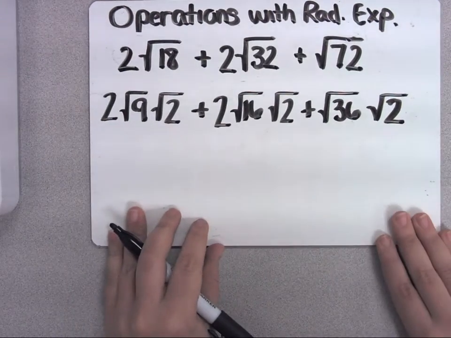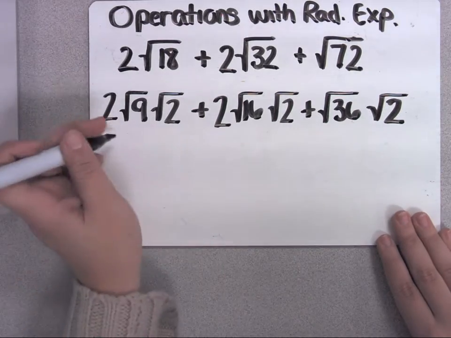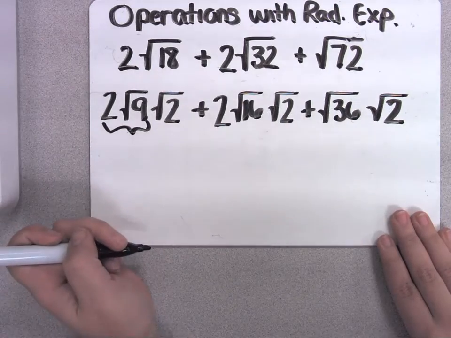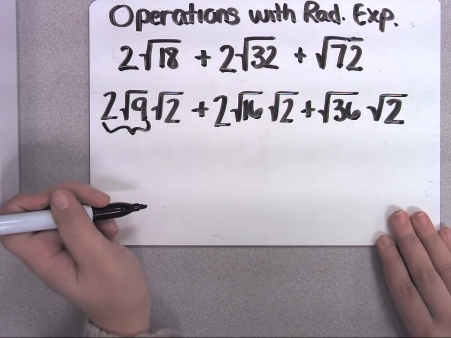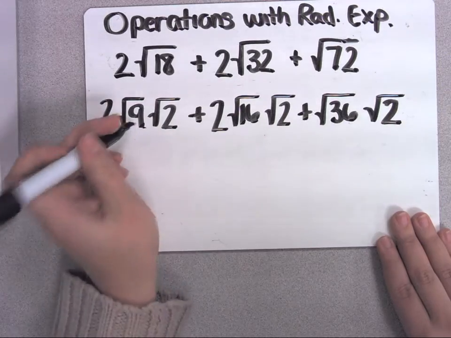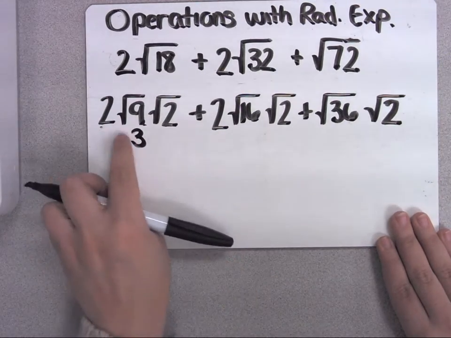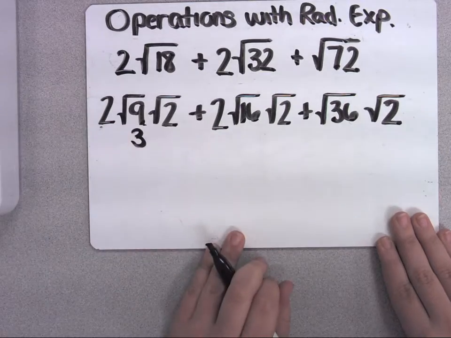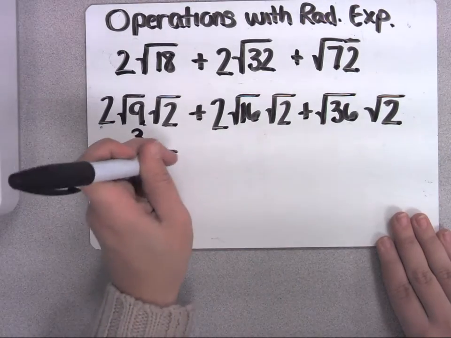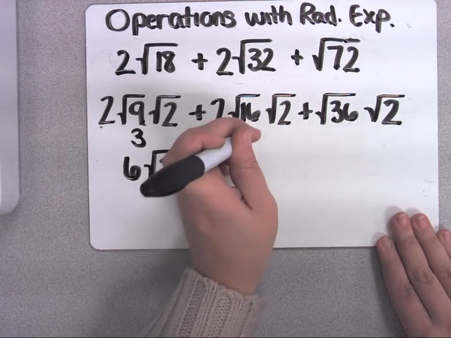Okay, so now let's go through and turn everything that can be a whole number into a whole number. So now this is going to turn into what? The first one. Remember, square root of 9 is what number? This is 3. What operation is this when they're right next to each other? So this turns into 6 square root 2. Keep the plus sign. Square root of 16 turns into what number?